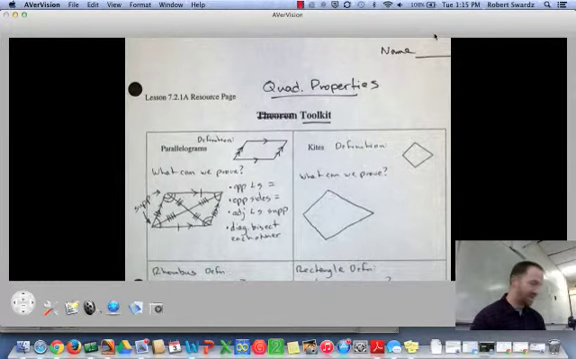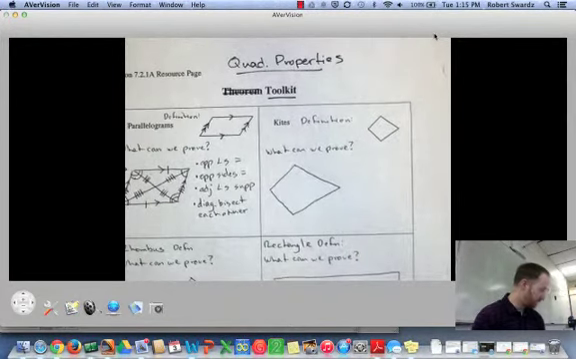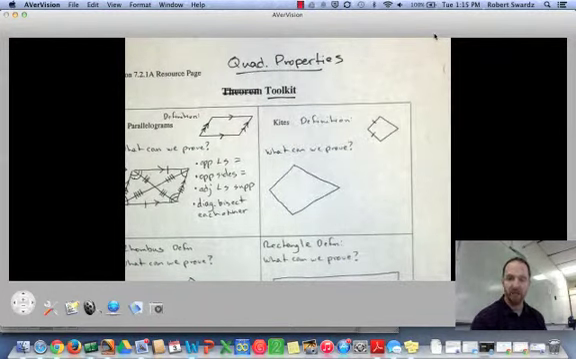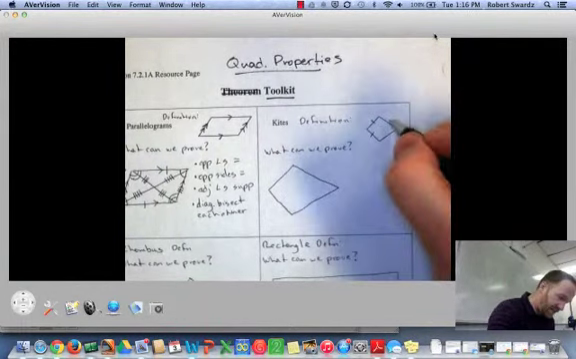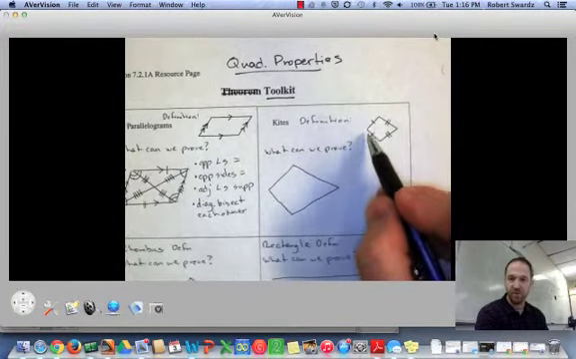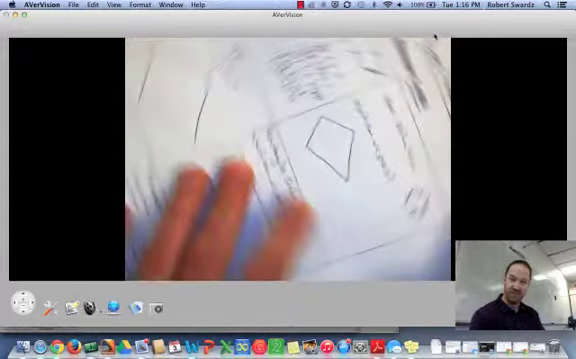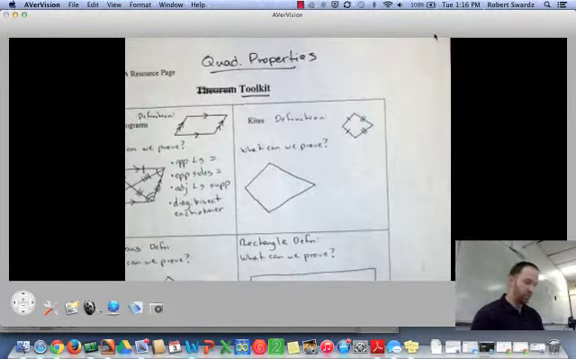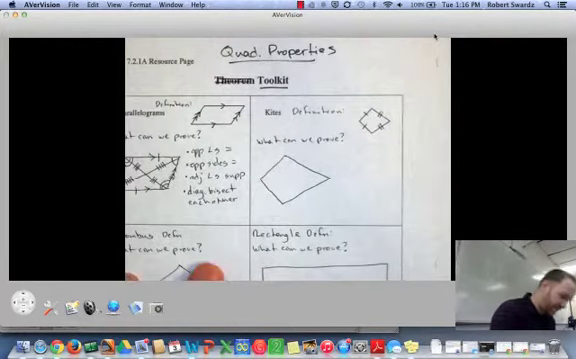Let's move on to kite. The definition of a kite is that it has two sides that are equal, right next to each other, and the other pair of sides are equal as well, but they're not equal to the first two. If you turn it like this, it looks just like a kite that you might fly in the sky. So what can we prove about kites?